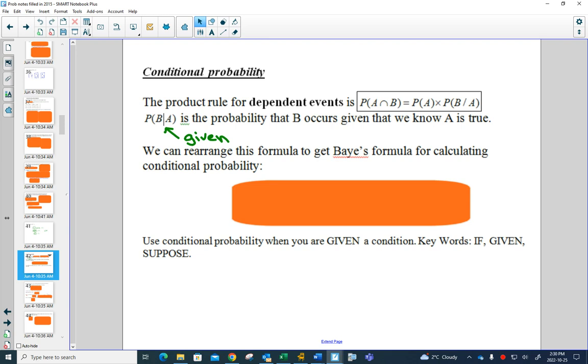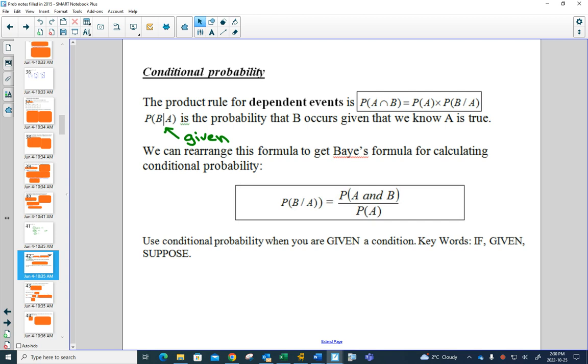Rearranging our product formula, we can get that second part by itself. The probability of B given A is the probability of A and B divided by the probability of A.